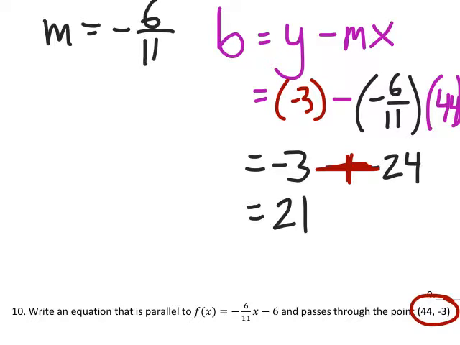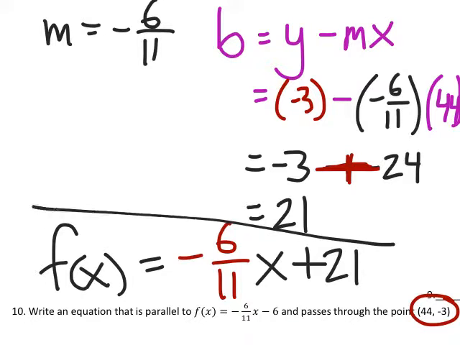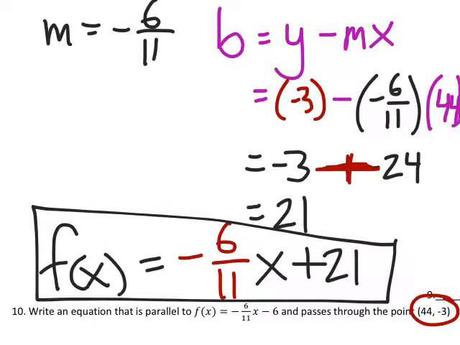Now you can write the equation as an equation. You may write it as a function if you choose. They're linear. We know that because we can write in slope-intercept form. So let's go and write this as a function, just because if you want to, you can. f of x equals the slope, which is negative 6/11, times the x, and the y-intercept was 21. So this is our answer right here.